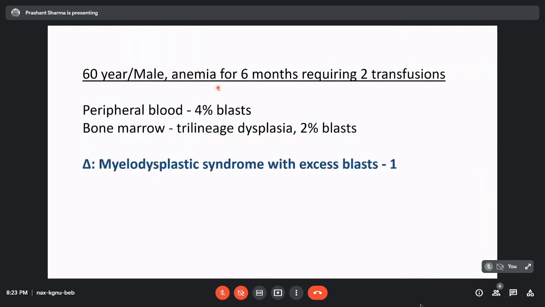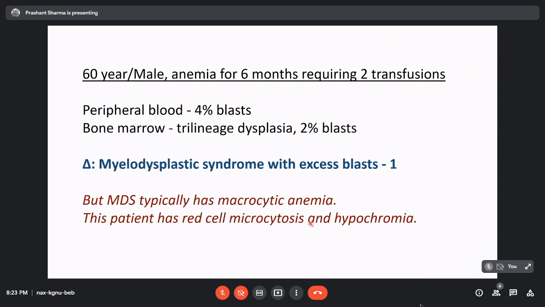So in a 60-year-old male who's anemic for 6 months, has required 2 transfusions, the peripheral blood is showing 4% blasts and the bone marrow is showing trilineage dysplasia with 2% blasts, we are obviously looking at an MDS with excess blasts, 1, because of the 4% peripheral blood blast. But MDS typically has macrocytic anemia. So why is this patient having red cell microcytosis and hypochromia? We need to have a cause for that.